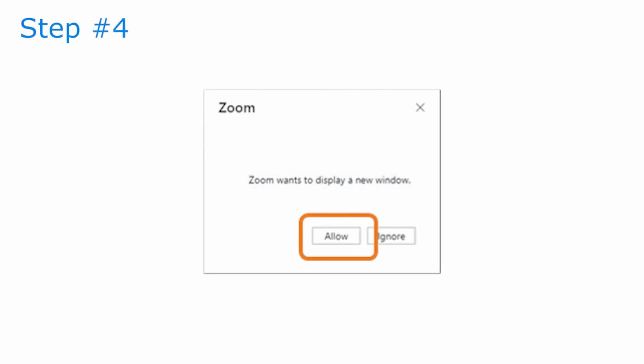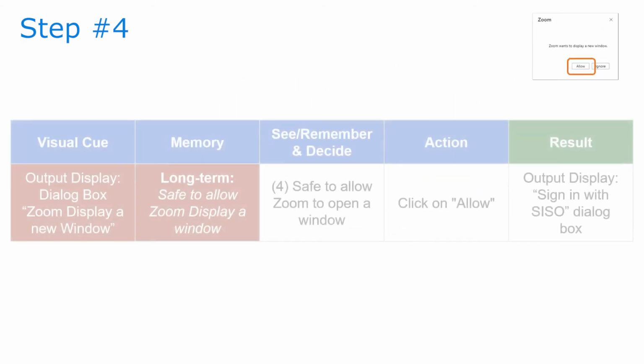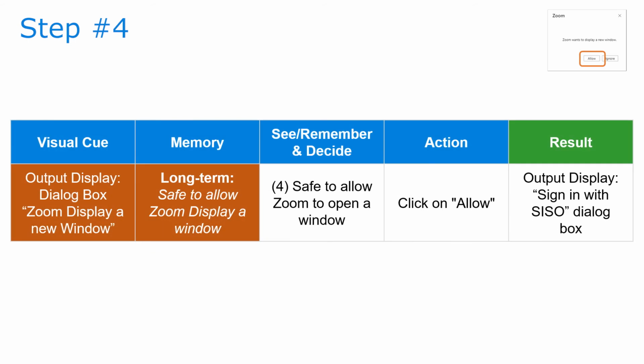For step 4, safe to allow zoom to open window, the cue is clear, but how will users know if it's safe or not? With all the cyber awareness training we get, will some users want to be safe and not click on the allow button? What are the criteria a user would use to determine if it's safe, and how would a user know?